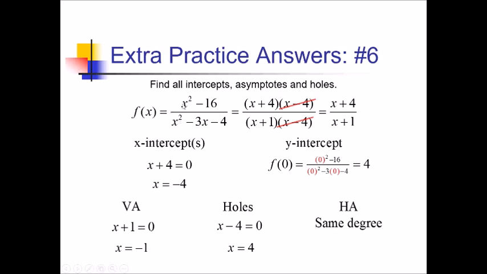And then finally for horizontal asymptotes, I see looking here that we've got x squared over x squared. We have the same degree for numerator and denominator. That means that my horizontal asymptote is going to be the ratio, the fraction of the coefficients of those x squareds. So 1 over 1, which I can actually just reduce to 1, and done.